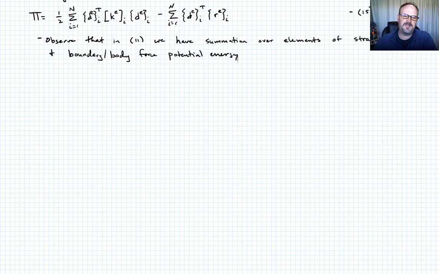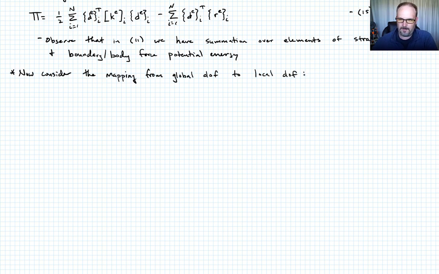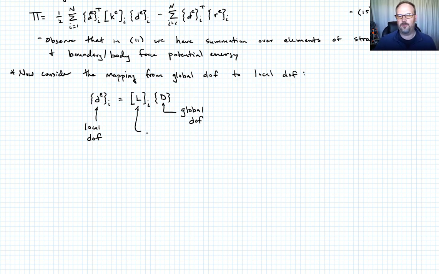Okay, so let's go ahead and consider the mapping from the global degrees of freedom to the local degrees of freedom. And so we would write that as d^e_i is going to be equal to some mapping, we'll call it L, which will be unique to the element, times this global degree of freedom vector that we'll just call D, capital D. Okay, so this is our local degree of freedom. This D is our global degree of freedom. And this L is just a Boolean matrix that maps global to local. Okay, we'll call this equation 16.